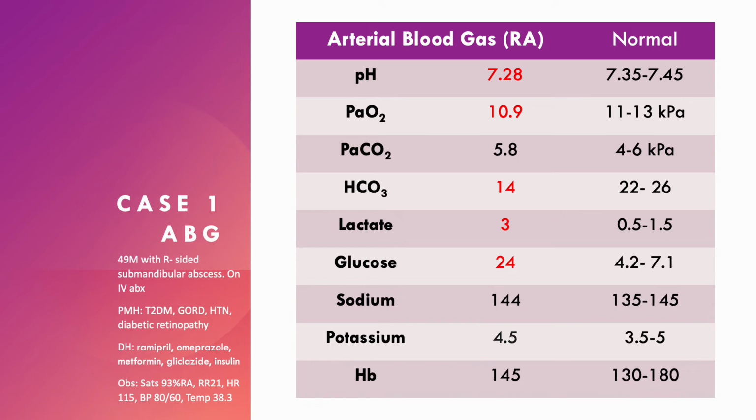You need to think about what can create an acidosis in the body. So the key is looking at the patient's glucose. That is very high, and this patient is an insulin dependent type 2 diabetic. So this patient is at risk of suffering diabetic ketoacidosis.